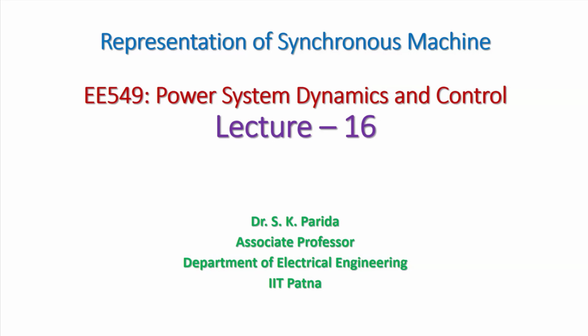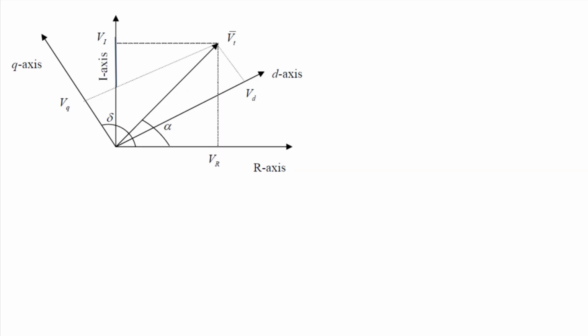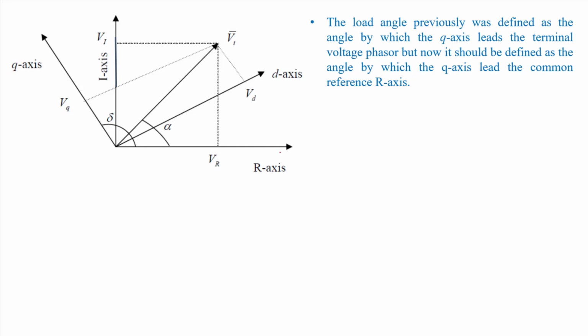So we are continuing with the representation of synchronous machines, right? In the last class, we already did a generalized analysis of how we can convert from one machine reference frame to the common reference frame, that is the network reference frame. We can see here, this is your network reference frame, the R axis and I axis, and the D axis and Q axis represent the machine reference frame, right?